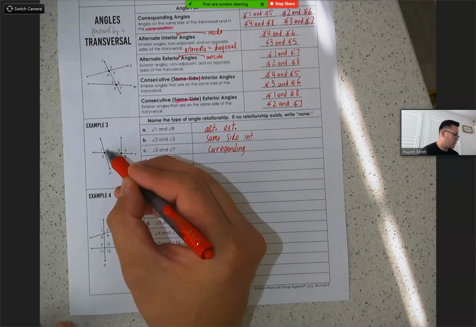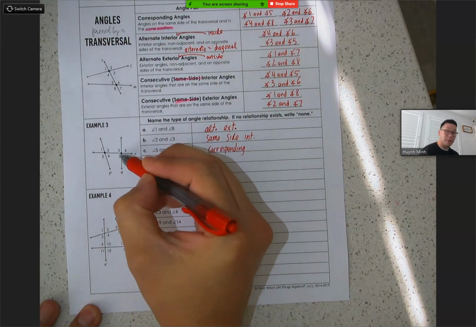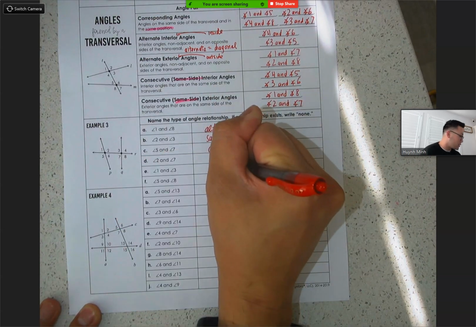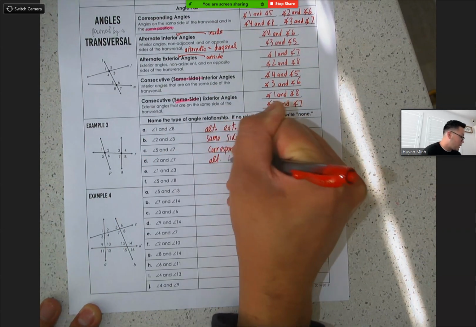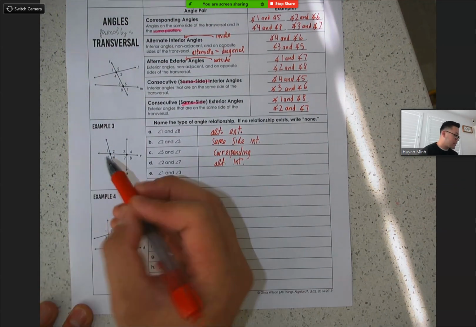Let's look at 2 and 7. 2 and 7, they're sandwiched in between, so that's an interior. And since they're diagonal, that would be alternate. So that would be alternate interior.